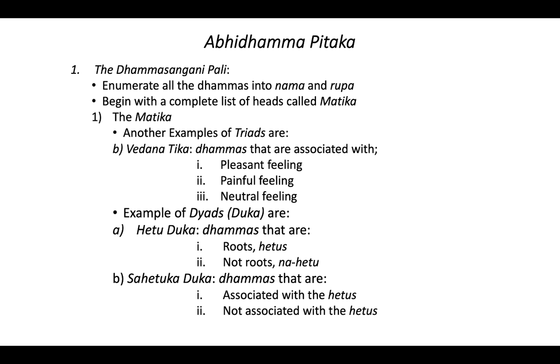Vedana Tika is divided under three heads: pleasant feeling, painful feeling, and neutral feeling. The remaining 100 modes are called the Dukkhas, or dyad, and they are divided under two heads. Here is an example of a dyad, Hetu Dukkha. Hetu means cause, condition, or reason. Hetu has a wholesome and unwholesome root, and the Saitukha with and without concomitant root condition.